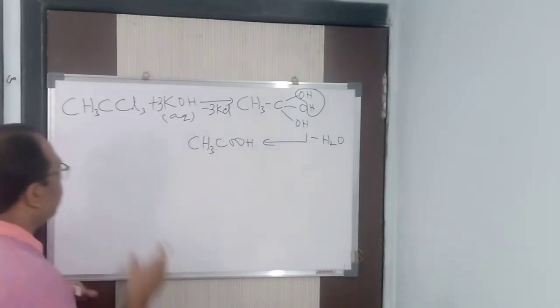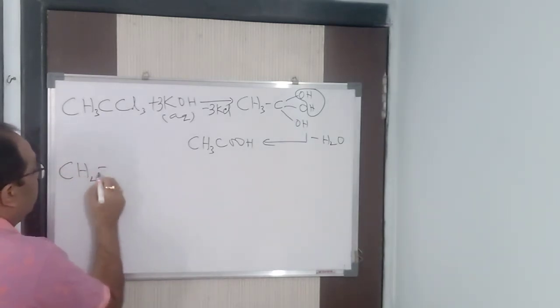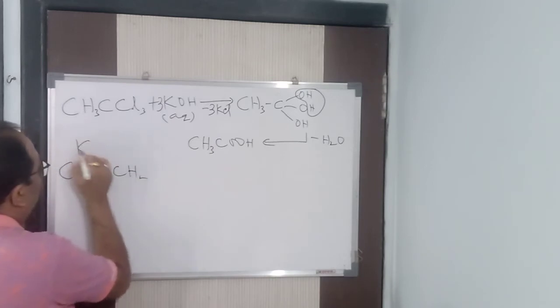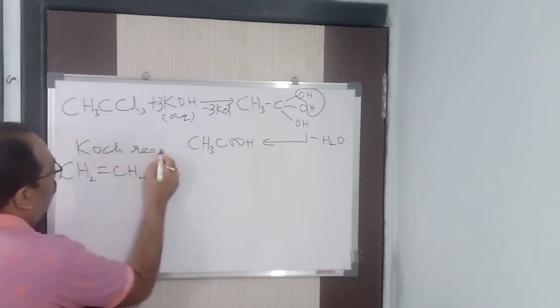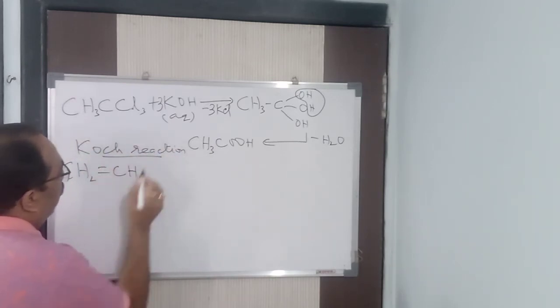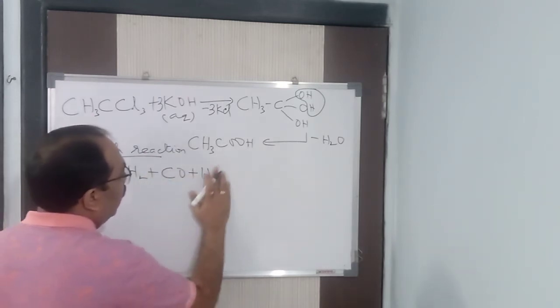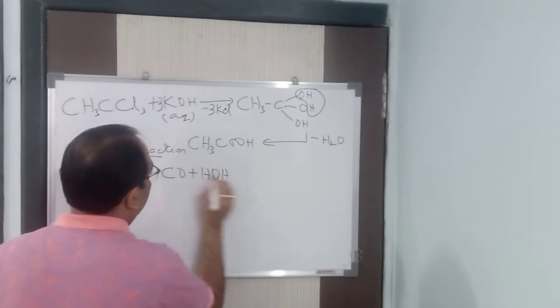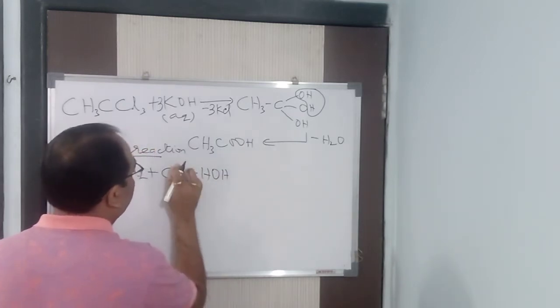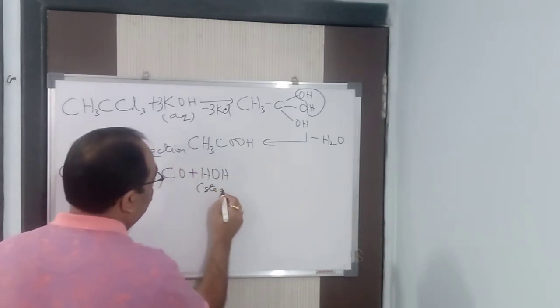Let me write, it will be better. So CH2 double bond CH2. What did I say? Koch reaction, K-O-C-H. Plus carbon monoxide plus water. Let me write HOH, that is better. That is water, carbon monoxide. This is known as steam.